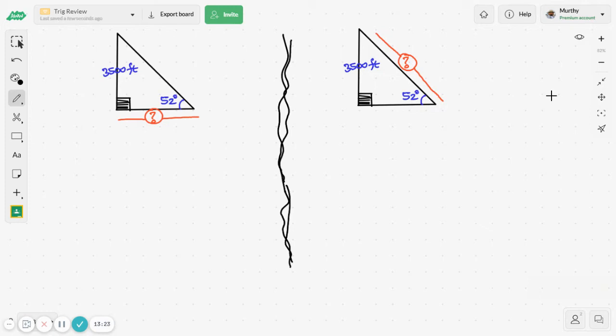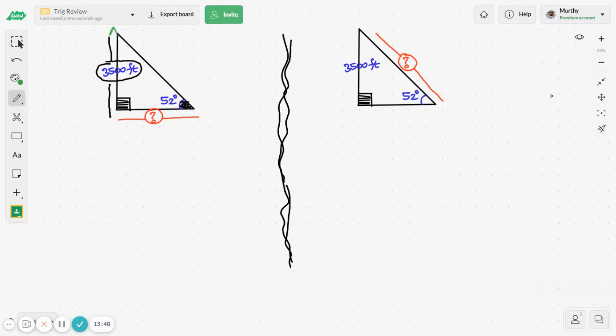At least I have to have two sides, but I see that one side is given, and the second side is not given. Even the hypotenuse is not given. So one side and one angle is given. In this kind of situation, we'll be using the trig ratios.